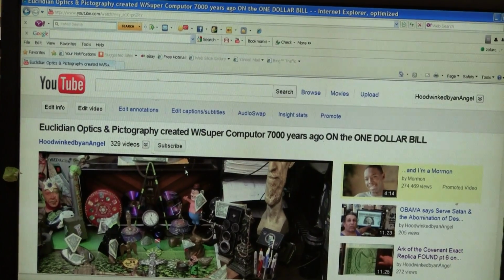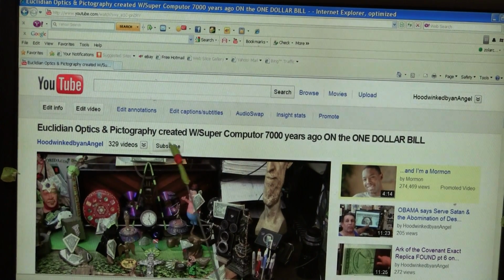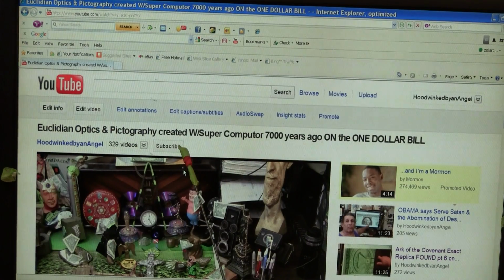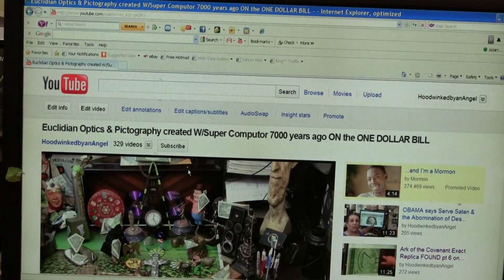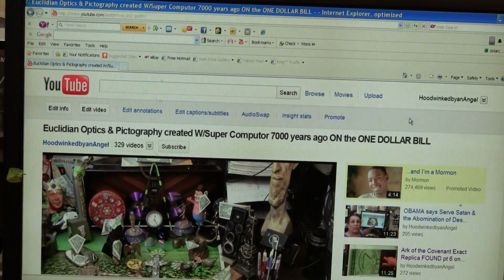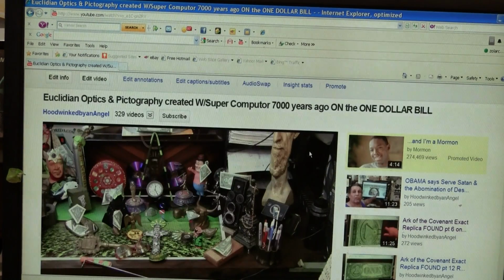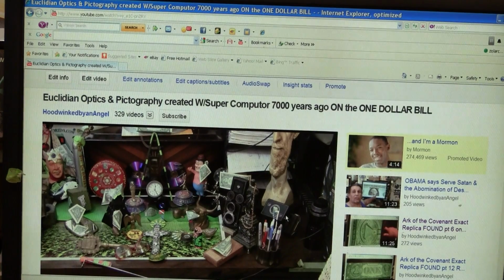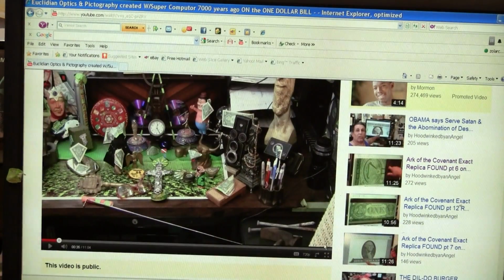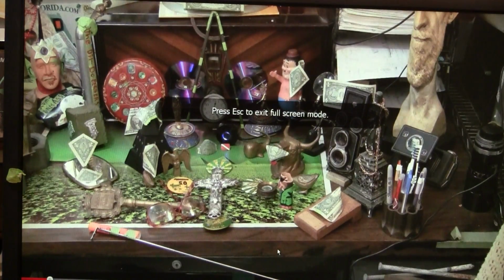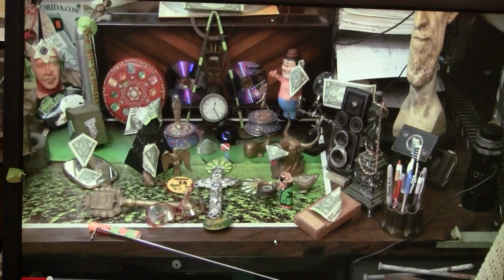pictography works. And by going to this video, Euclidean Optics and Pictography, created with a supercomputer 7,000 years ago on the $1 bill, you will be able to see how I have not only postulated the fact, but in fact proven my theory that the entire front and back, or obverse and reverse, of the $1 bill is a series of pictograms and ideograms dating back 7,000 years.